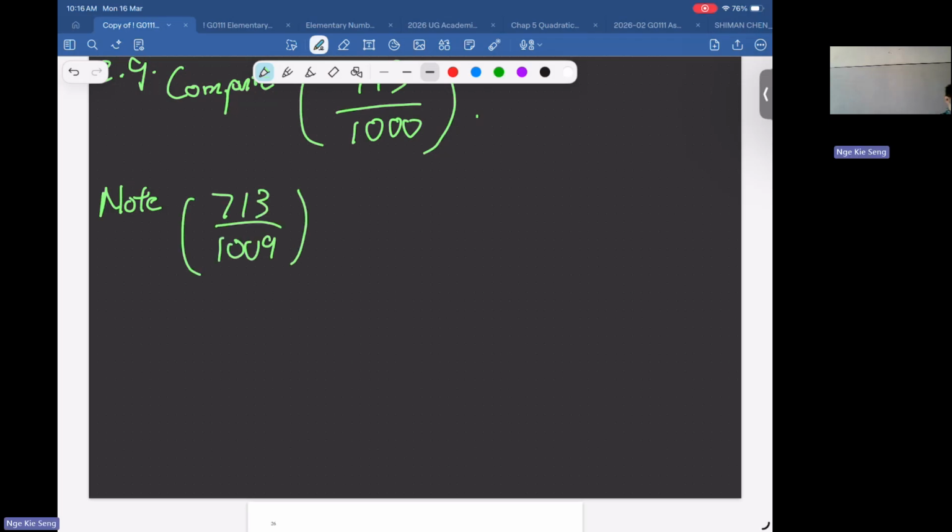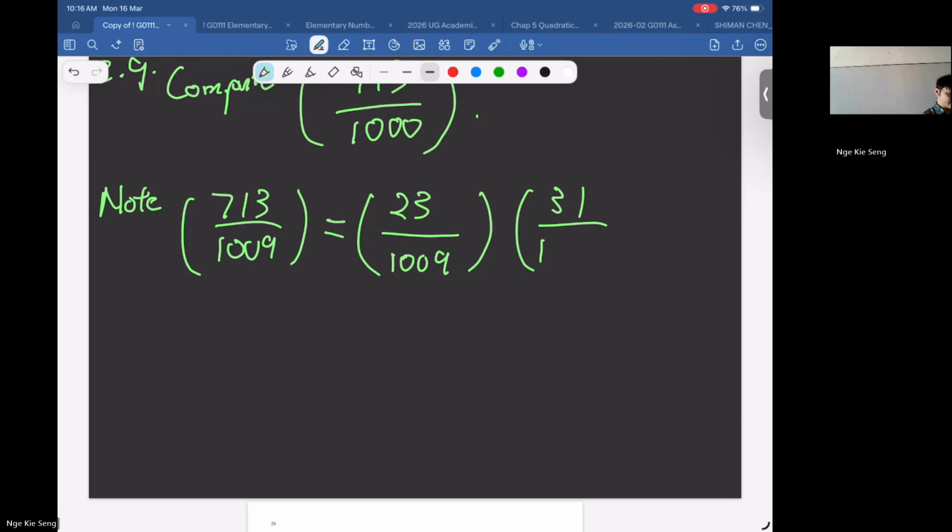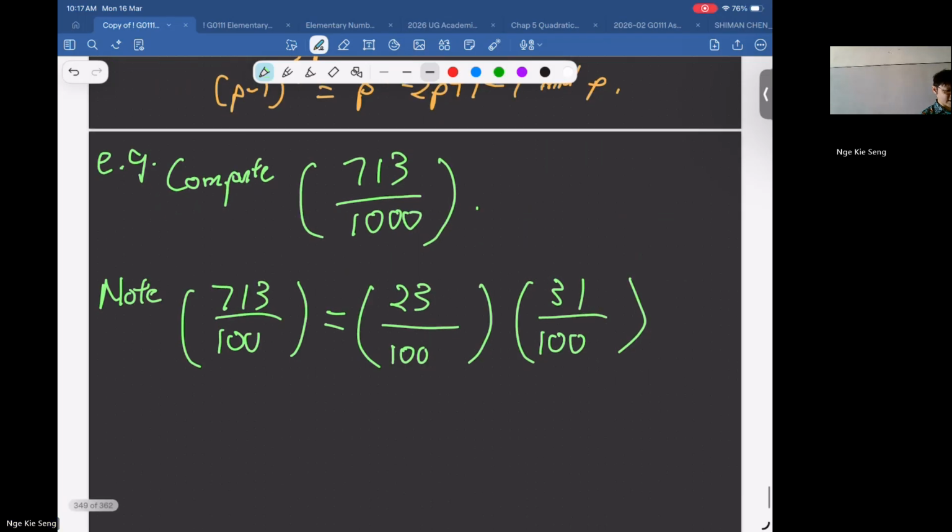So 713 is not a prime, so I cannot just use the law of quadratic reciprocity. But you realize that it can be split into 23 and 31. Is that what you did? It's 1000, okay, thank you. I copied it wrong.